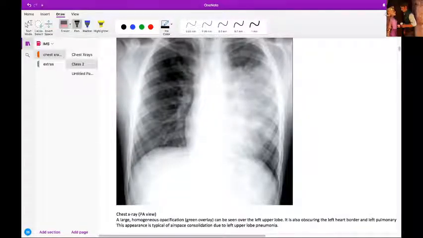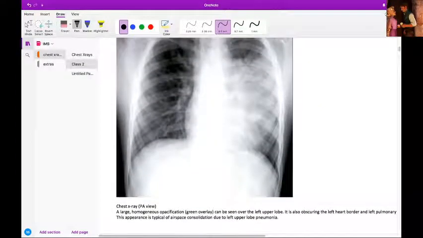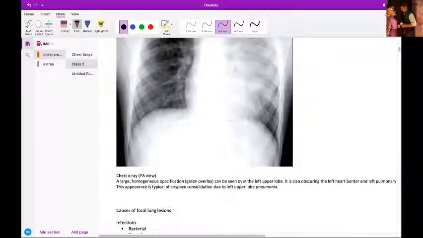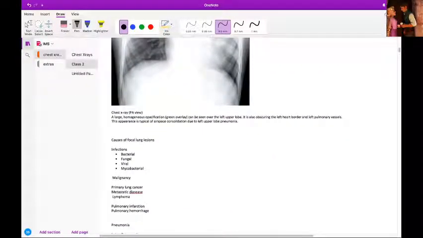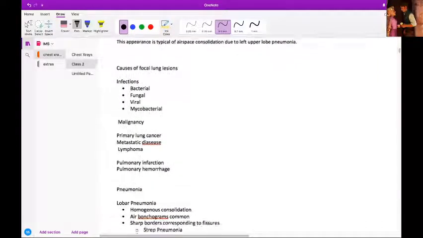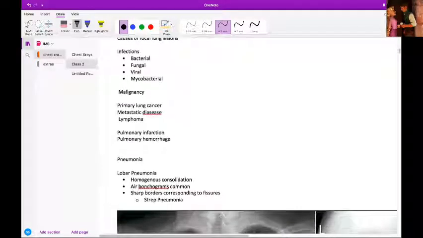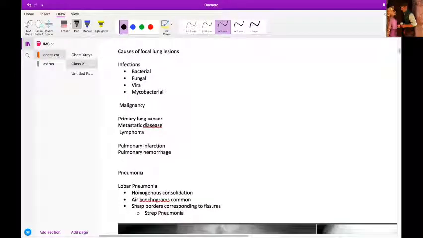Okay, so basically, focal lung lesions are mostly caused by pneumonia. They can also be caused by any malignancy like primary lung cancer, metastatic cancer, lymphoma, or by pulmonary infarction, hemorrhage. So this is basically focal lung lesion versus diffuse lung lesion. Focal lung lesions have these three main causes. We'll be discussing them one by one. So first we come to pneumonia.